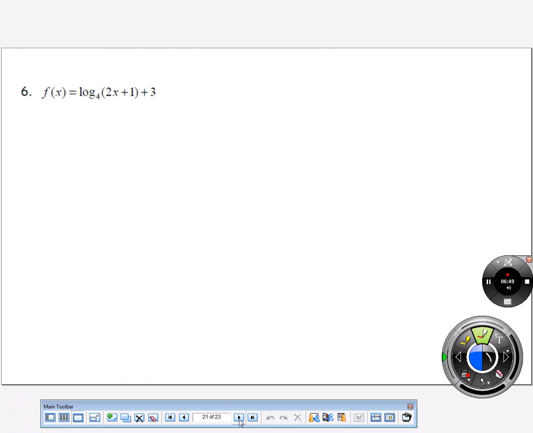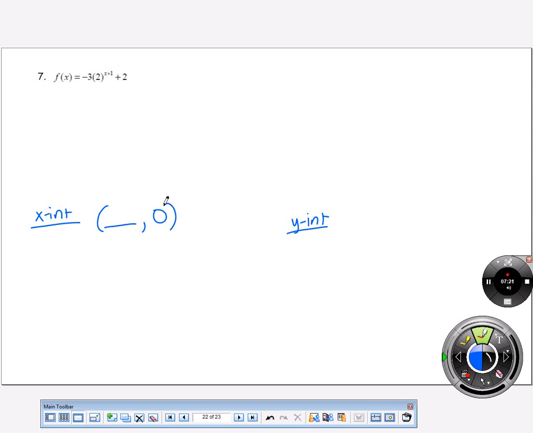This one is very similar. We'll let you guys work on that later when you're reviewing. Let's do an exponential one. So this one is an exponential function. And so again, the x-intercept requires one procedure, and the y-intercept will require another. So for the x-intercept, remember, you're looking for an x value, and 0 is the y value. So I'm going to take the equation and plug in 0 where y would be.